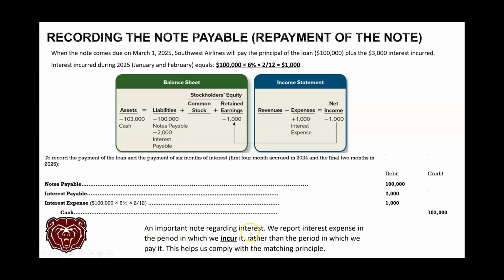So highlight this part right here in your notes. This is just to remind you that we report the interest expense in the period in which we incurred it, the period in which that expense helped us generate revenue. That's what helps us comply with our matching principle. And that matching principle simply states we match our expenses to the revenues that they helped us generate.